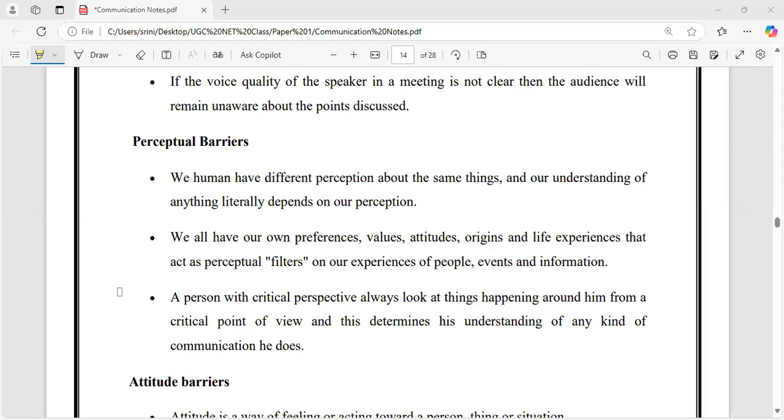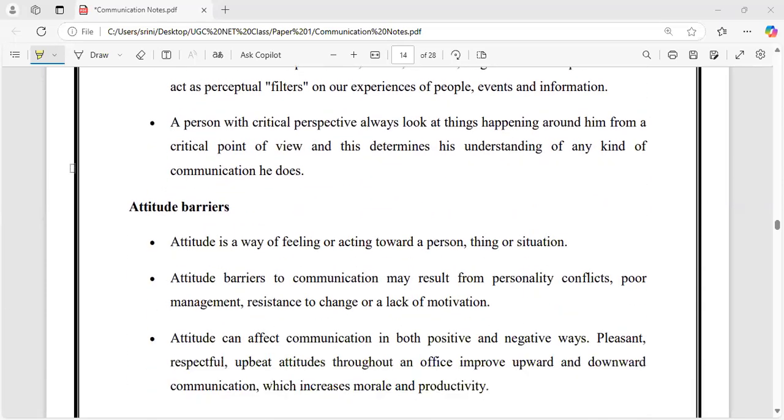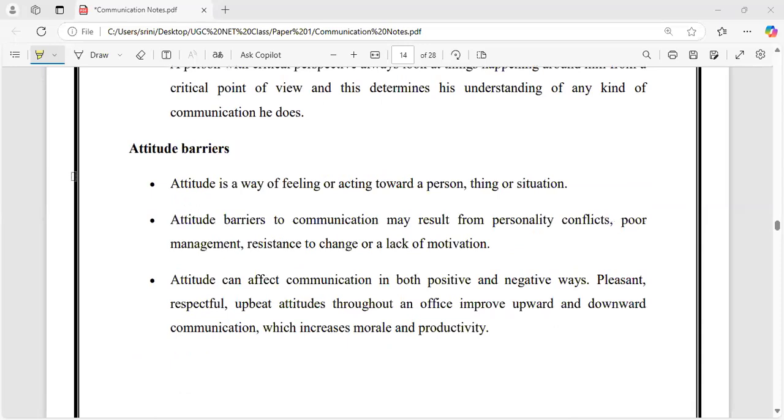I've seen some people always tend to think negative. If I ask something, like let's do something, they say why? There is no need for it. It will end like that. If A happens, it definitely will lead to Z, like that. That's perceptual barriers. Then attitude barriers, a way of feeling or acting towards a person, thing, or a situation.